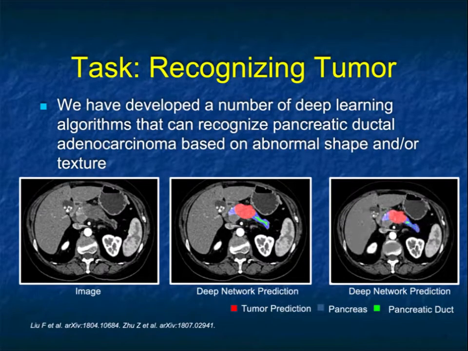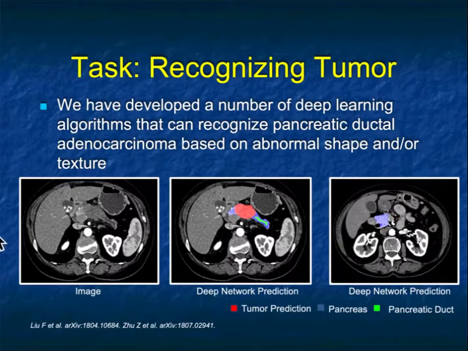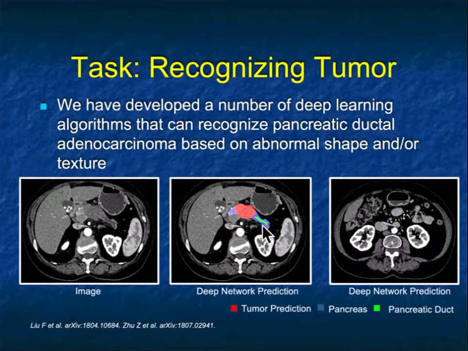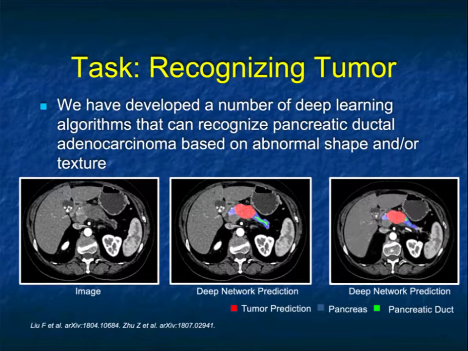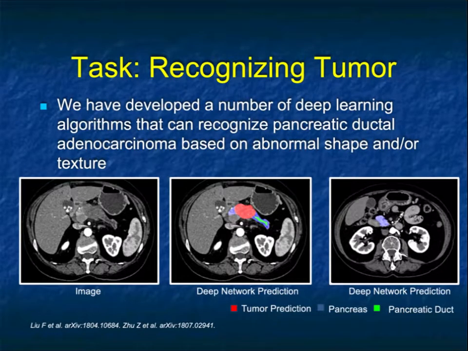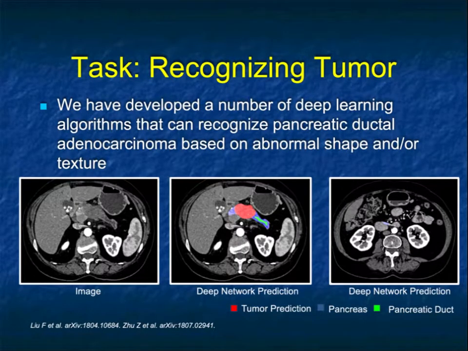And so when you look at how well we can do, look at this set of images here: mass in the body of the pancreas, dilated duct. That's the deep network prediction. Look how nicely it shows the tumor in red, turquoise for the pancreatic duct, and the remaining pancreatic gland in blue. You can see it very nicely that not only does it detect the tumor and the gland and the duct, but it doesn't spill out. So it's really very specific about what it's looking at.